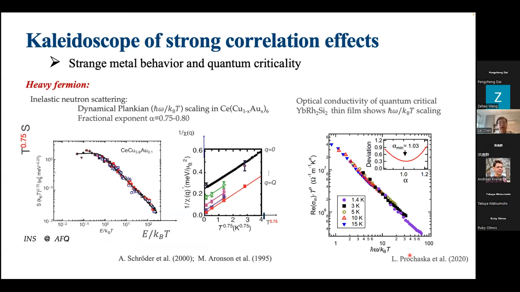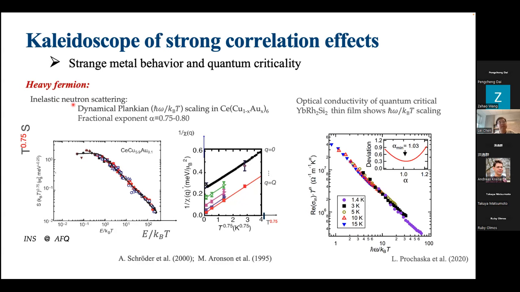Another important inference from these strong correlations is actually in the dynamical region. It can lead to exotic behavior like strange metal behaviors, and it can also drive the system into a quantum critical point. And one of the most famous experiments I would like to mention here is the inelastic neutron scattering measurements in these heavy fermion systems.